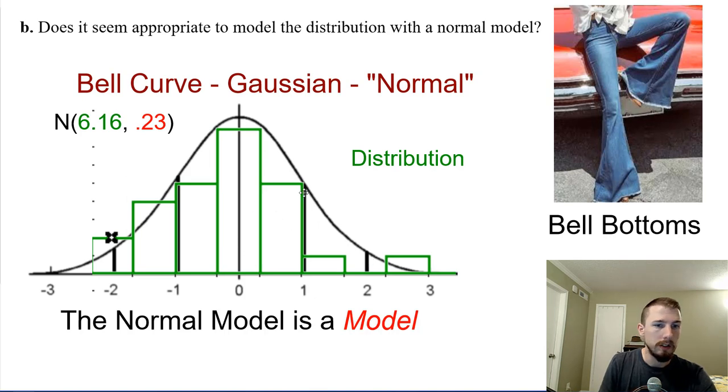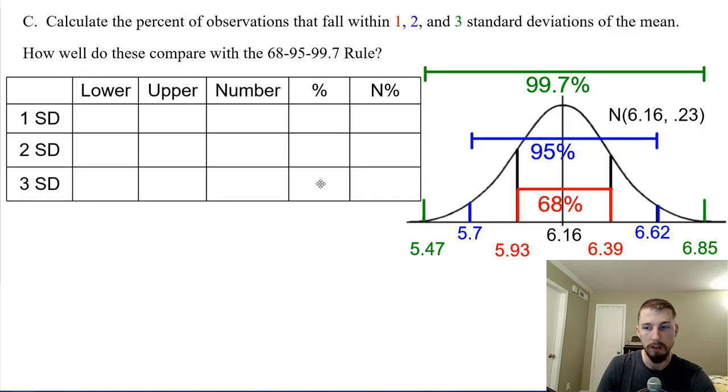The other thing you need to keep in mind is that this is just a model. The normal model is just that. It's a model, whereas the actual distribution, the histogram, is the actual data. So the data is never going to fit perfectly with the model, but as long as it's close and roughly unimodal and symmetric, we're good to go. If it was heavily skewed or if it had crazy outliers or outliers in general, then we wouldn't be able to do it. Alright, calculate the percent of observations that fall within 1, 2, and 3 standard deviations.